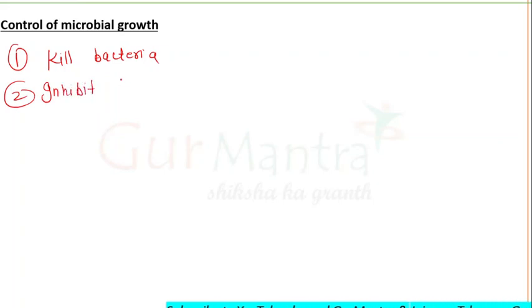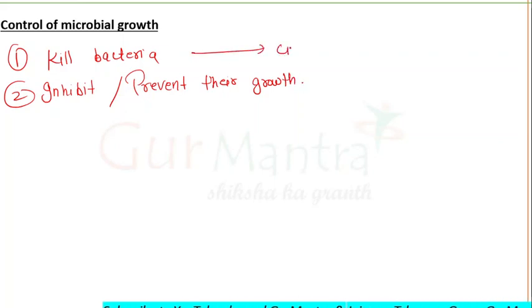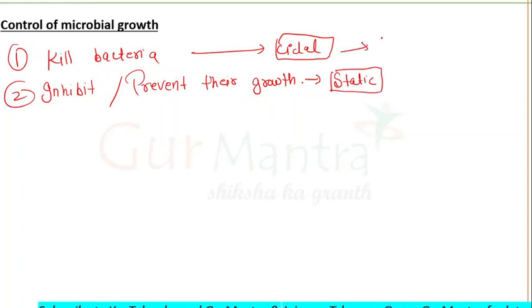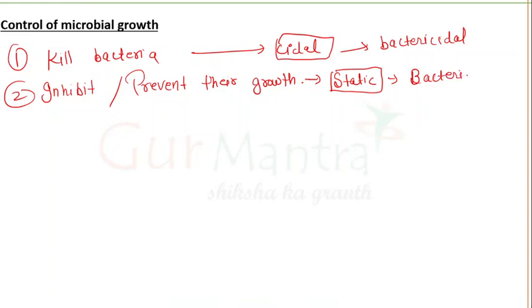Now, how can you control bacterial growth? Do you know how to control it? First, either you can kill bacteria, or you can inhibit or prevent their growth. If you are killing bacteria, the agent is called cidal; if you are inhibiting growth, you are using a static agent. A cidal agent is called bactericidal, and if an agent inhibits the growth of bacteria, it is known as bacteriostatic. You understand it now? Yes, ma'am.